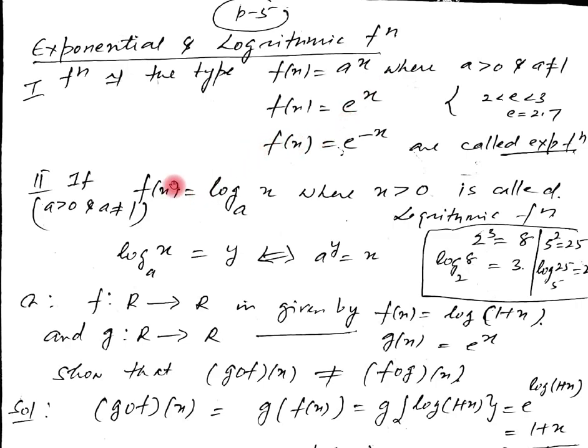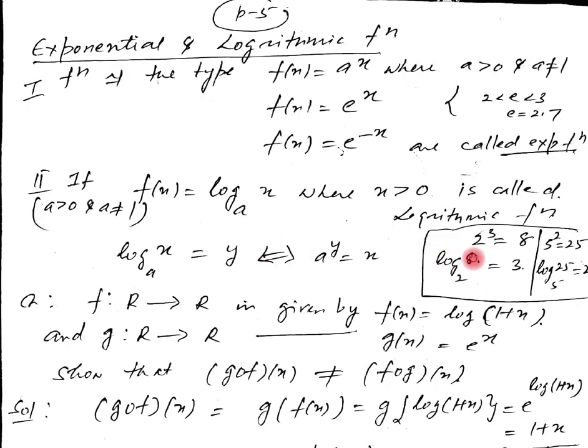Now the second function is the logarithmic function. If a is greater than 0 and a is not equal to 1, f(x) = log of x with the base a. It will be read as f(x) equal to log of x with the base a, where x is always greater than 0, is called the logarithmic function. Listen again. Both are the reciprocal of each other. Where f(x) = a^x and f(x) = log of x with the base a, where x must be greater than 0, is the logarithmic function. Both are the reciprocal, you can say the converse, of each other.